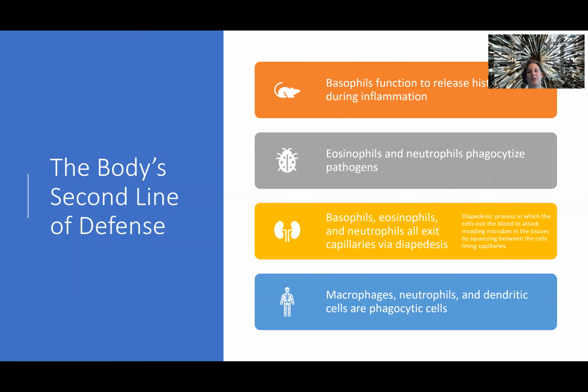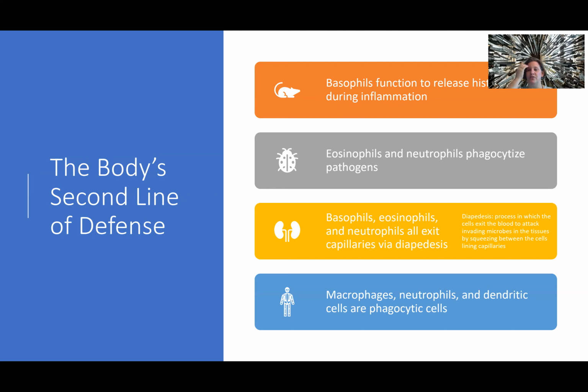So basophils release histamine during an inflammation, which actually calls more immune cells to it. Eosinophils and neutrophils actually will phagocytize pathogens. And they can all actually move in and out of our capillaries by diapedesis, which is a process where they actually squeeze between the tight junctions in the cells out into another part of the body. There are some really cool YouTube videos that are showing either simulations or that this actually happening. Feel free to look those up.